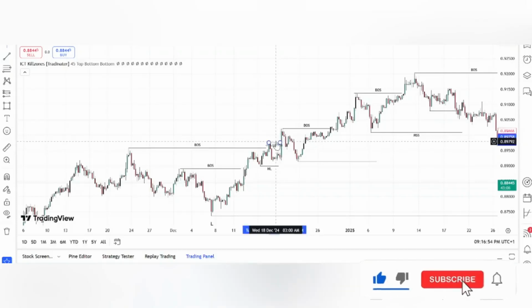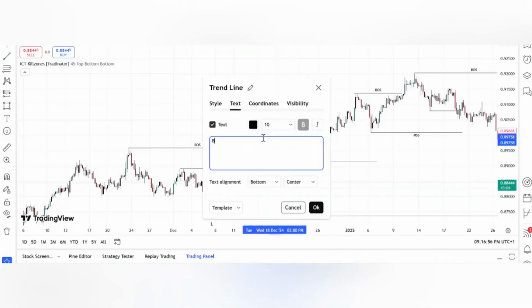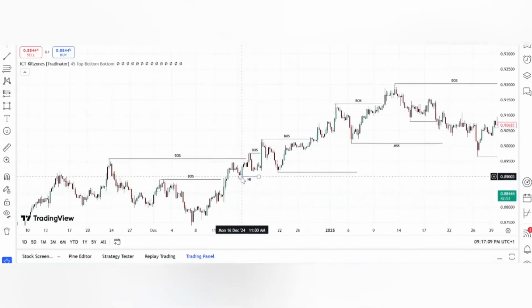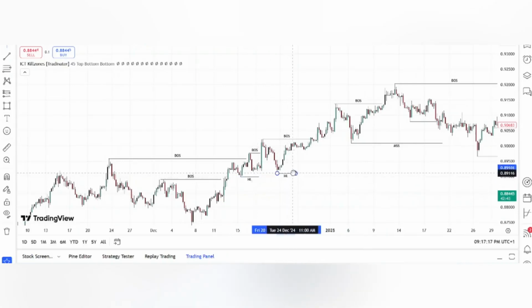This is another break of structure. So now: break of structure, a retracement, break of structure. So you get this retracement as well. Now this is our higher low, because this was the lowest part. So I'll just simply come and say higher low.